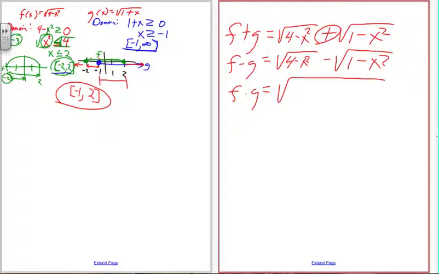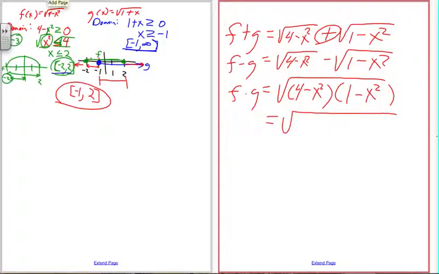You're going to have 4 minus x squared times 1 plus x. And when I do all of this, it worked out to be 4 minus 4x squared minus x squared. What did I do wrong? Oh, this is a 1 plus x squared? No, this is just 1 plus x. No wonder.